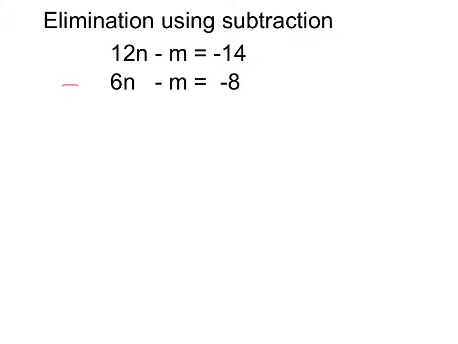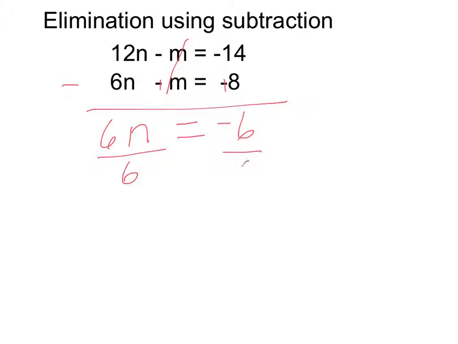So start by subtracting, and when we do that, we want to change all the signs because we're subtracting every term. 12 minus 6 gives us 6n. Negative m minus negative m, or plus m, ends up being 0, so that's our elimination there. And we have negative 14 plus 8, leaving us negative 6. Divide by 6, and we're left with n equals negative 1.